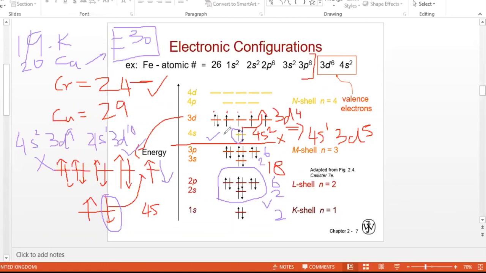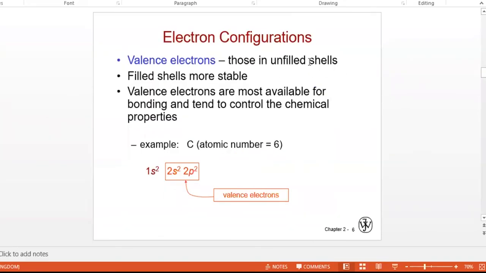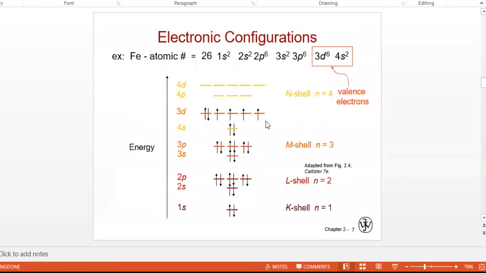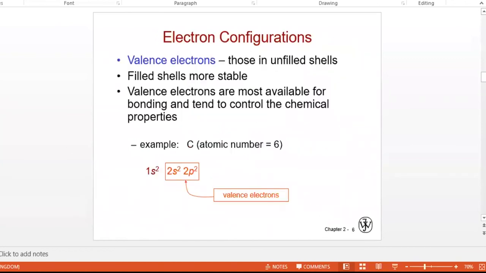So once you fill 4s2, only then we will talk about d. Valence electrons are those in the last shell or unfilled shells, right? Filled shells are more stable, right? So that's why I told you, in the case of 24 and 29, it will try to achieve either a half-filled or fully filled state so that it would be stable, right?